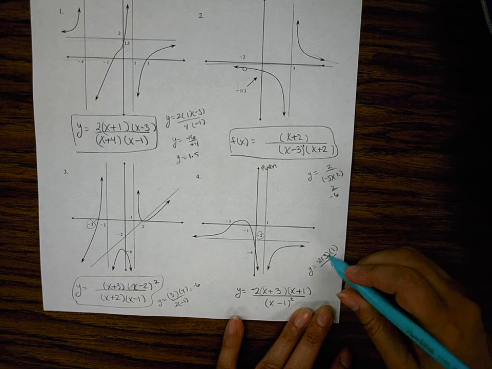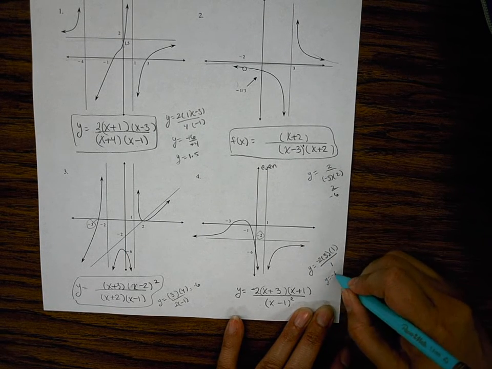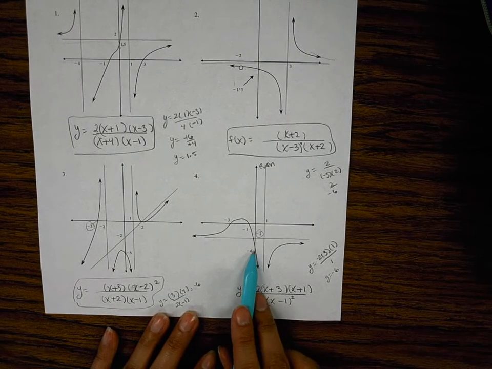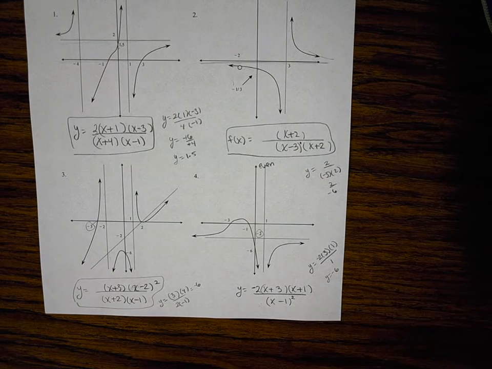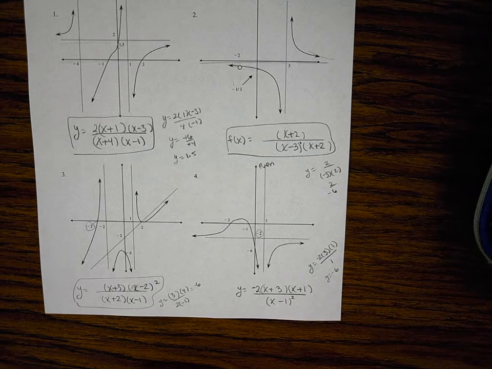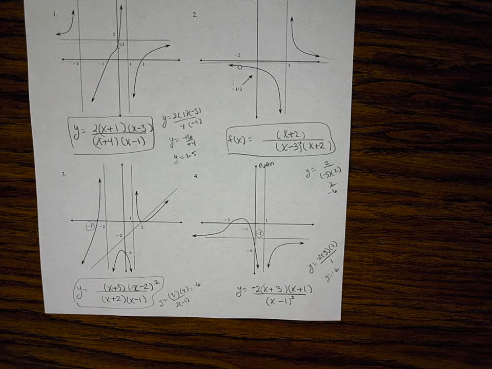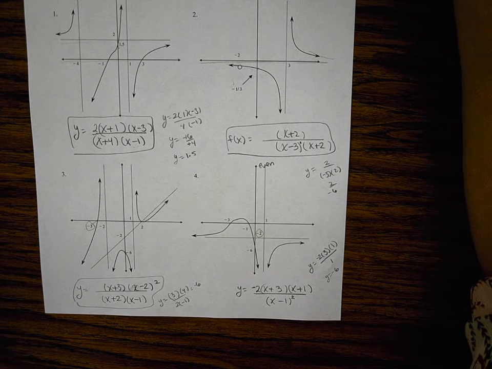-2 times 3 times 1, all over 1. That gives me -6. And that is indeed the y-intercept. And that is it for this lesson.